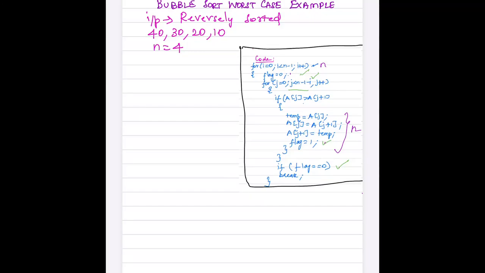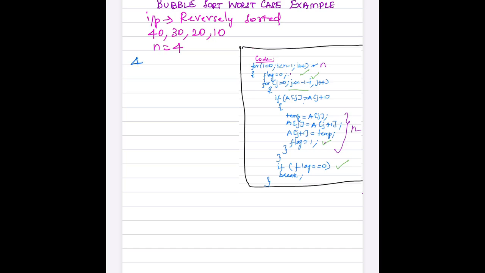In this lecture, we are going to discuss an example for worst case in bubble sort. For this, we have to take the input as reversely sorted input. So I have taken this input 40, 30, 20 and 10. This input is reversely sorted and the n is 4 here. Now we'll see how to solve this.